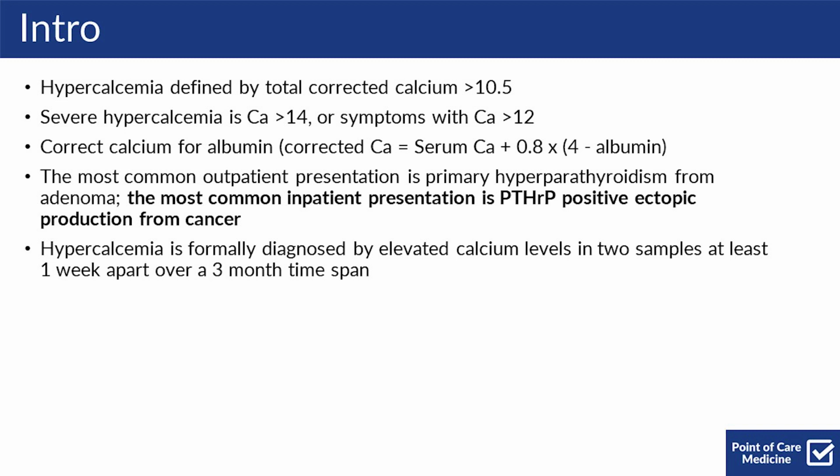To do this, you subtract 4 minus the albumin, multiply that number by 0.8, and add that to the serum calcium that you've calculated. The most common outpatient presentation is primary hyperparathyroidism from an adenoma. The most common inpatient presentation is parathyroid hormone-related peptide. Hypercalcemia is formally diagnosed by an elevated calcium level on 2 separate samples that were taken at least 1 week apart over a 3-month time span.